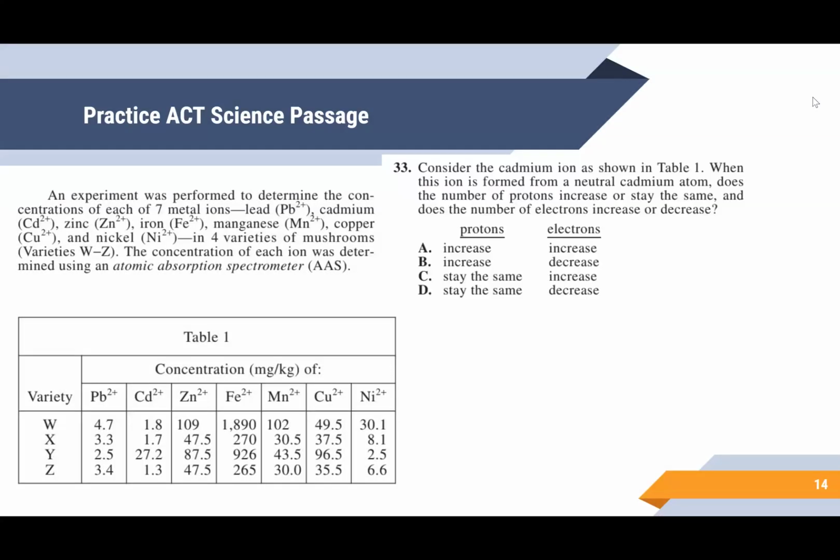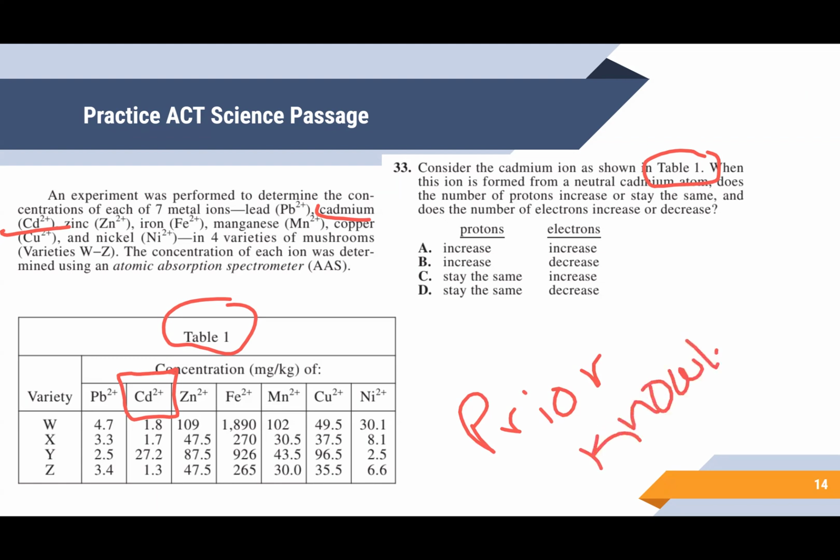All right, last question. Question 33 says, consider the cadmium ion as shown in table 1. So we're focused on table 1, and we're focused on cadmium, which they tell us up here, cadmium is Cd2+. Does the number of protons increase or stay the same? And does the number of electrons increase or stay the same? This is the only question in this whole passage that requires you to have some prior knowledge. So this is the only question that you really need to know anything from chemistry.